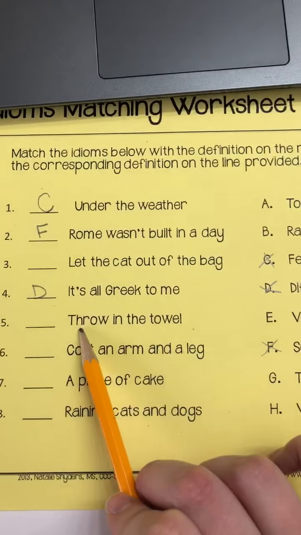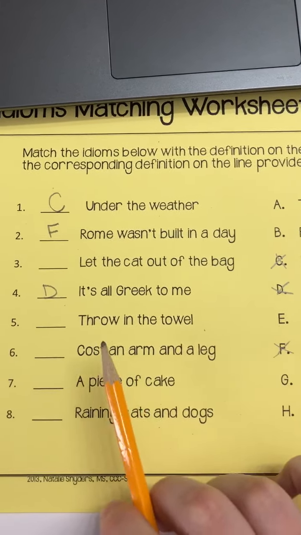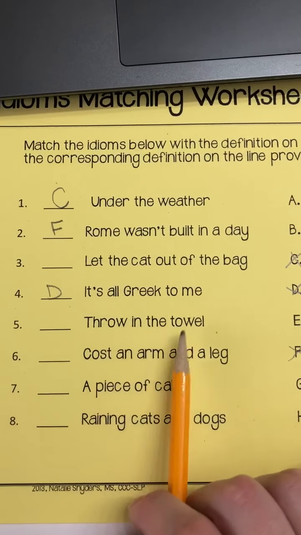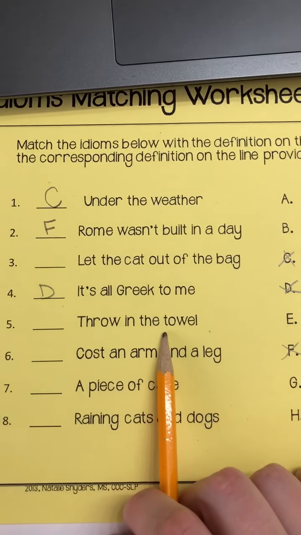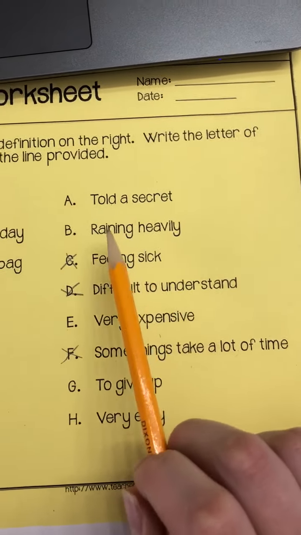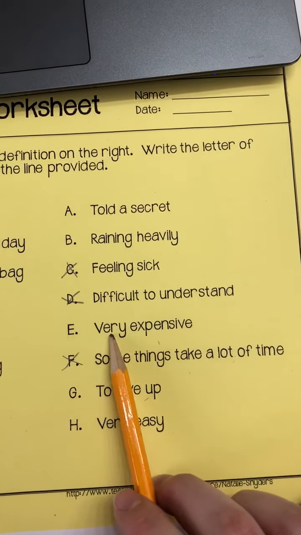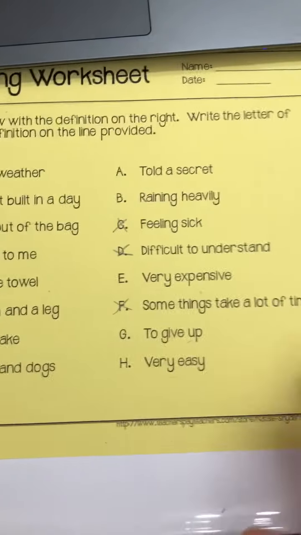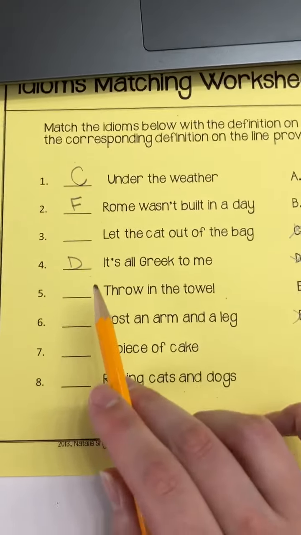Number 5, throw in the towel. Sometimes when I'm playing with my brothers, I throw in the towel and I walk away. So what would throw in the towel mean? Told a secret, raining heavily, very expensive, to give up, or very easy. If I throw in the towel and walk away, what am I doing? Okay, you're going to do number 5 on your own.